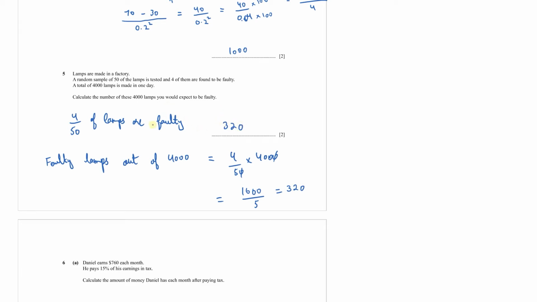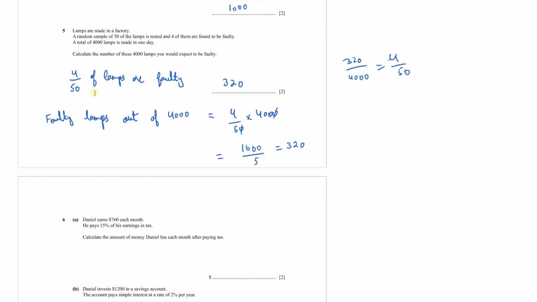So 320 lamps out of 4,000 will be faulty, which is, if you do the fraction 320 divided by 4,000, the same fraction as 4 by 50. So you got the fractional value from the information given, and then you can calculate out of 4,000.